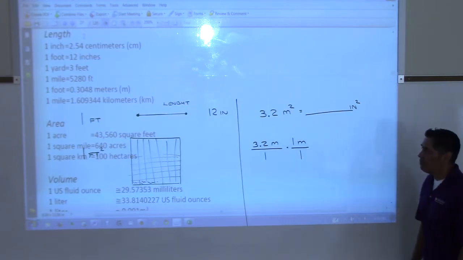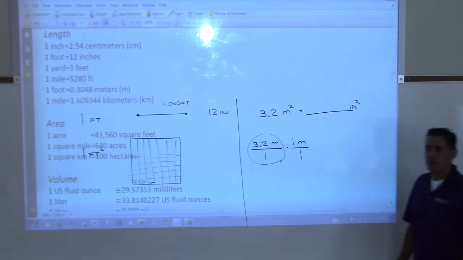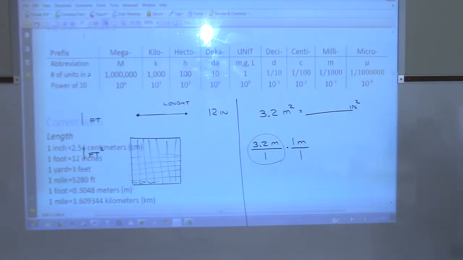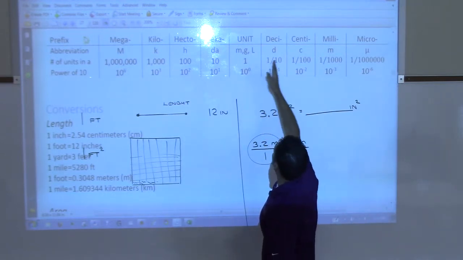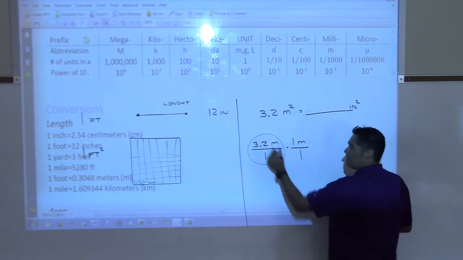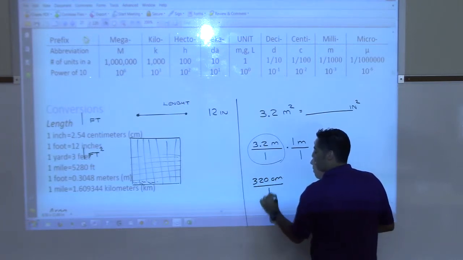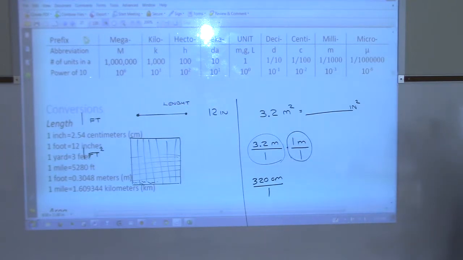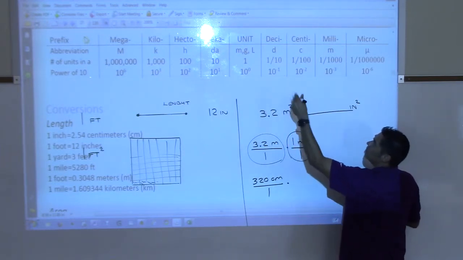Okay? So first thing I'm going to do is convert this over to centimeters. So what is that in terms of centimeters? Go to your chart here. If I want to take 3.2 meters and go to centimeters, I've got to move the decimal place 2 places to the right. So this becomes 320 centimeters over 1. Agreed? Now I have to convert this meters over to centimeters also. So 1 meter is how many centimeters? 100 centimeters.